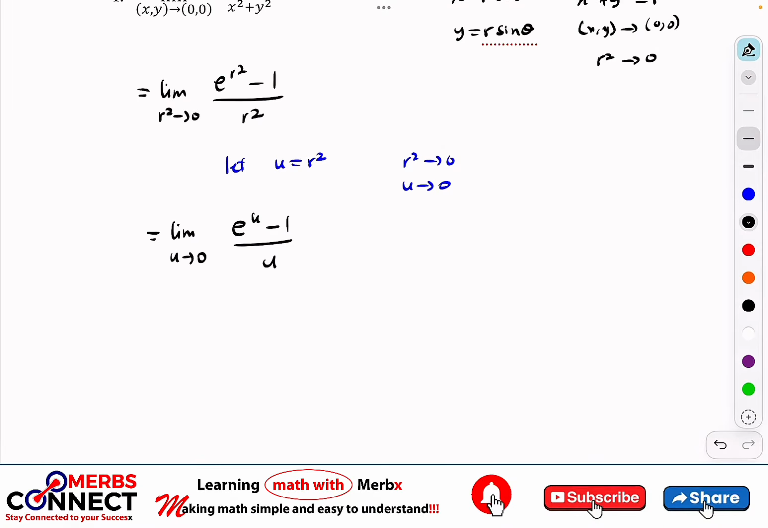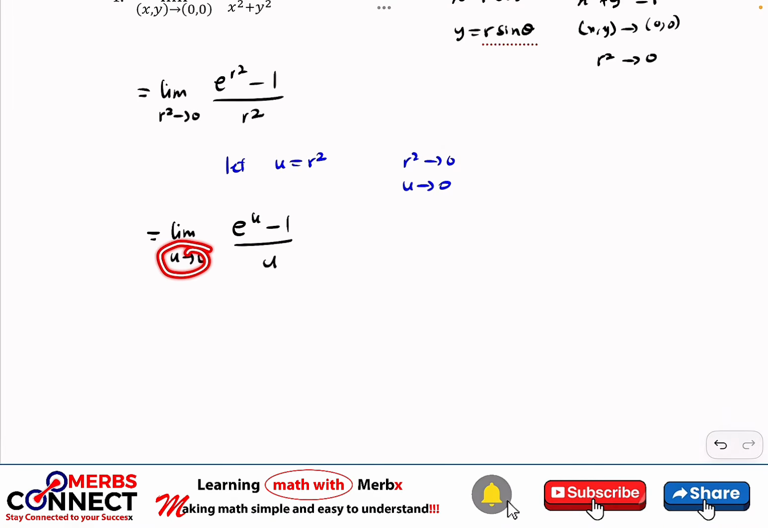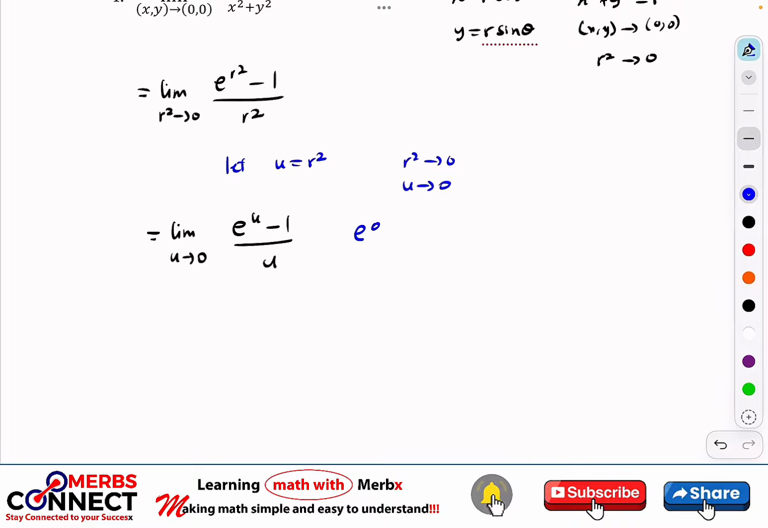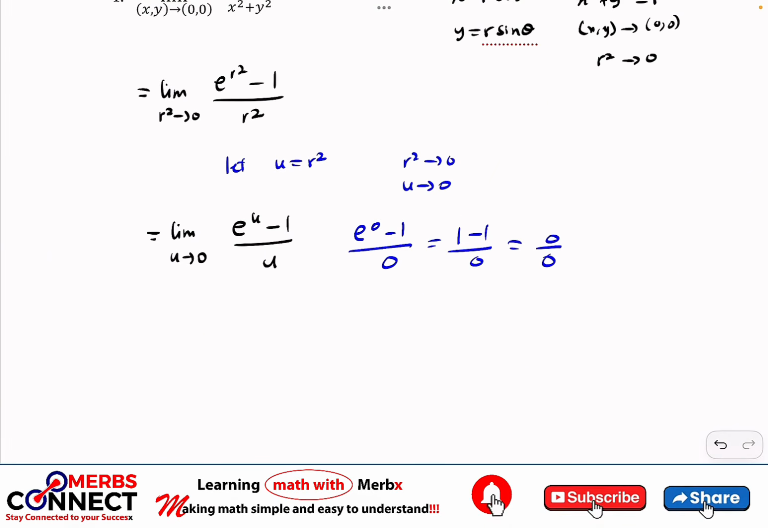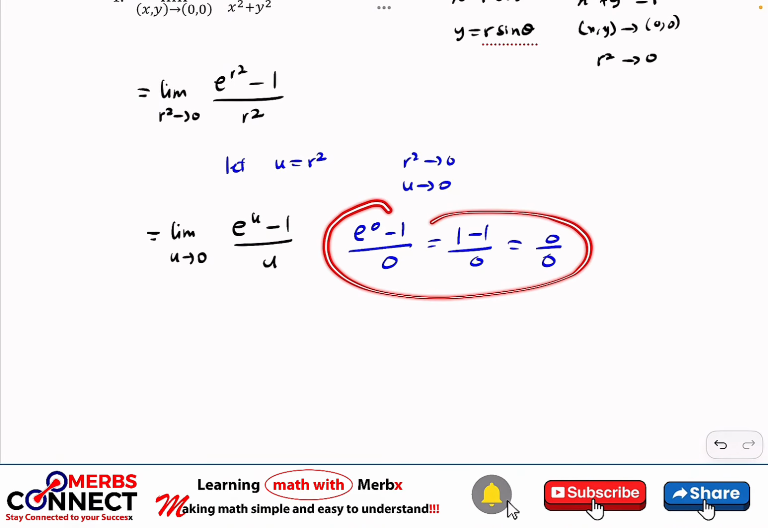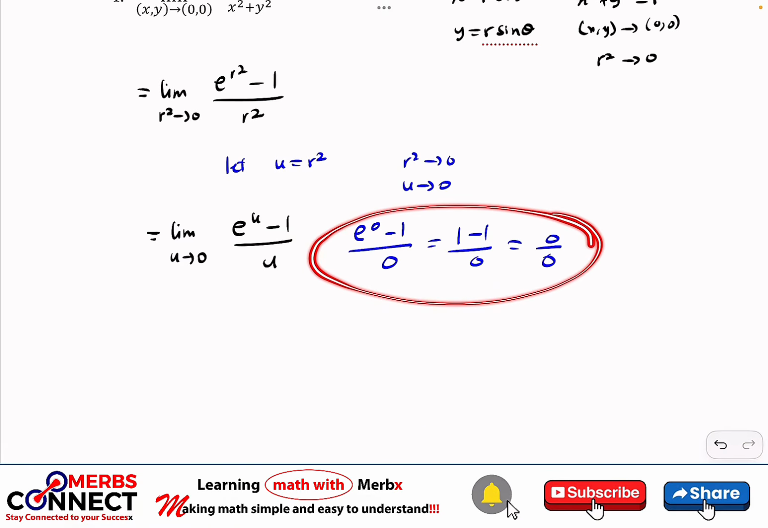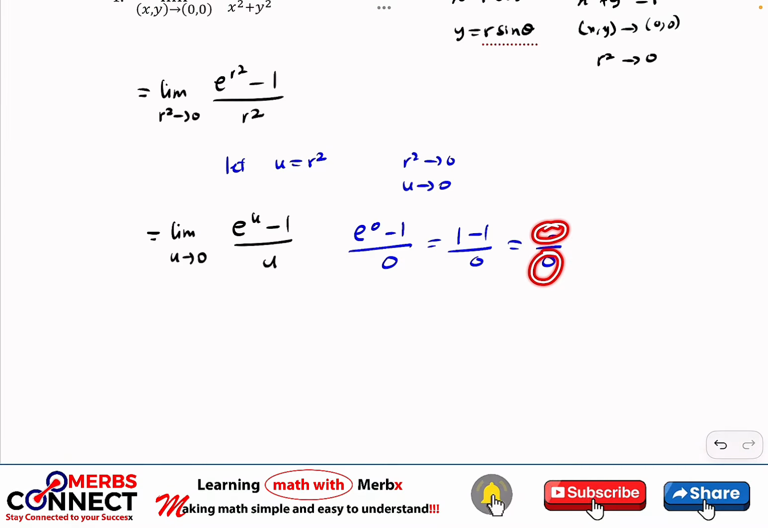Nice and beautiful. Now when you plug in u equal to 0, look at what is going to happen. This is going to be e to the power 0 minus 1, divided by 0. And e to the power 0 is 1, minus 1 divided by 0, and this is 0 over 0. So here, for us to solve, we can use L'Hopital's rule, right? Because it follows one of the rules. So we can use this. Since this is 0 over 0, we can use L'Hopital's rule.